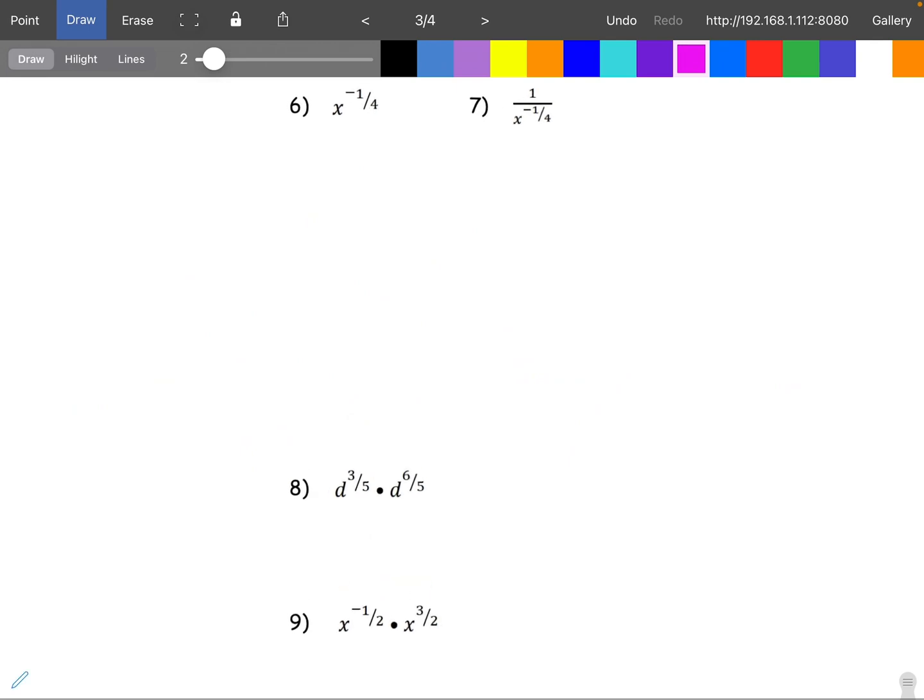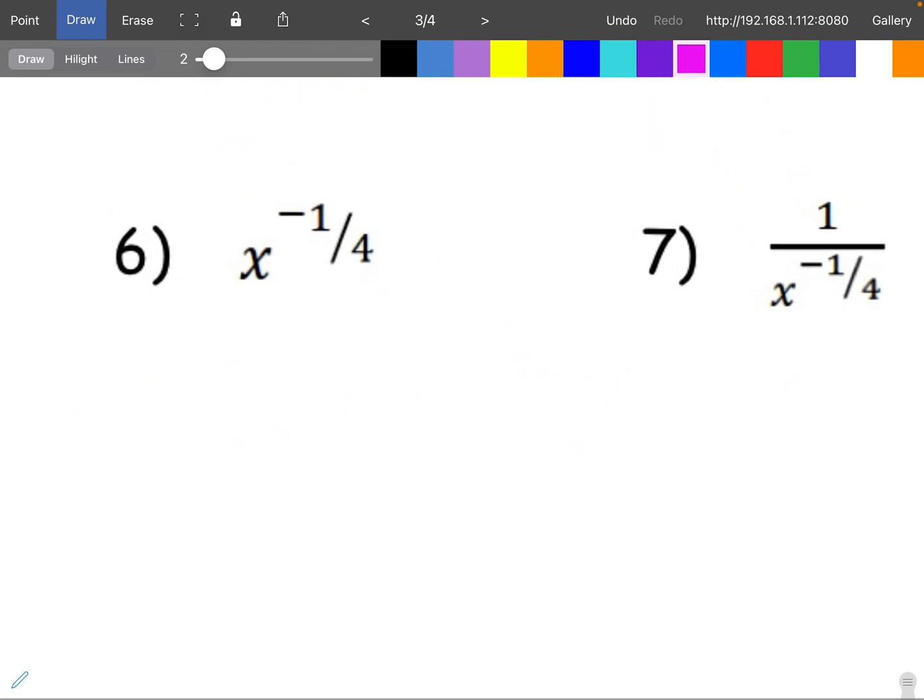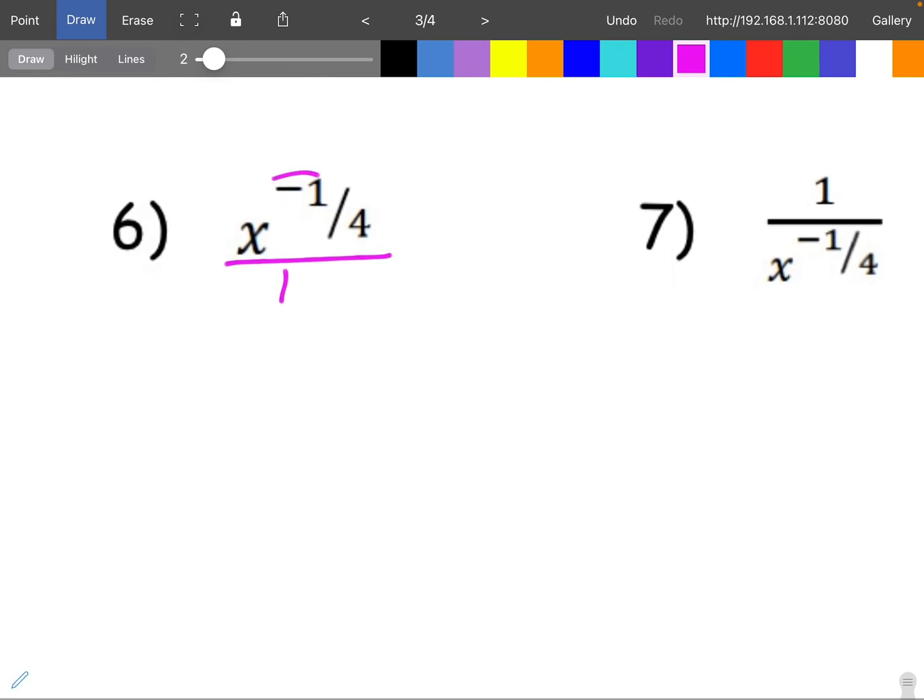Now let's take a look at some problems that have negative exponents. All right, so number 6. We have x to the negative 1/4 power. Well, our base is x, and we have a power of negative 1/4. So think back to chapter 5 with our exponent rules. We learned that negative exponents mean we need to flip it to the other part of the fraction. Well, currently, this is technically over 1, but we can't leave that negative exponent in the top, so we have to flip it to the bottom.